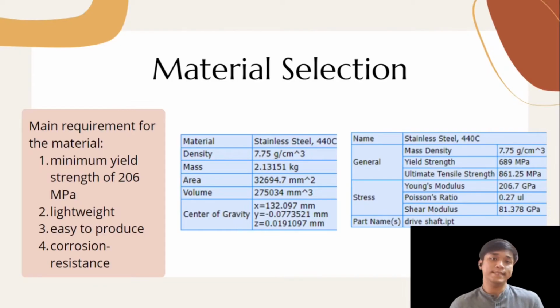We chose stainless steel as the material for the shaft after considering a variety of materials. This is due to various factors, the most important of which is that stainless steel has a yield strength of up to 689 MPa, which is far greater than the required yield strength of a shaft, which is 206 MPa.